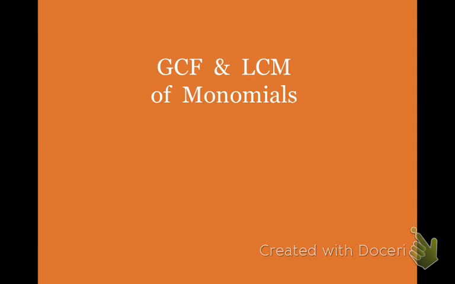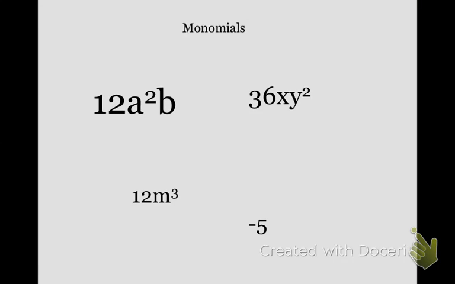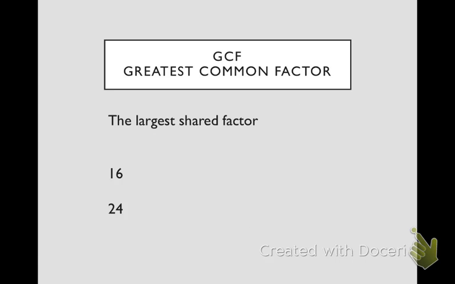In this video, we're going to examine the GCF and the LCM of monomials. Let me remind you of what a monomial is. It is a product of numbers and or variables. So the four examples you see on your screen, they're all held together by multiplication. So they are monomials. Let's review what a greatest common factor is. It's the largest shared factor of the monomials.